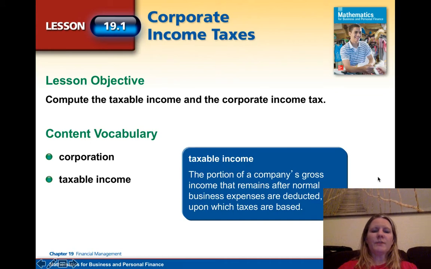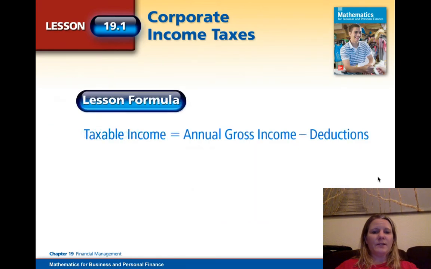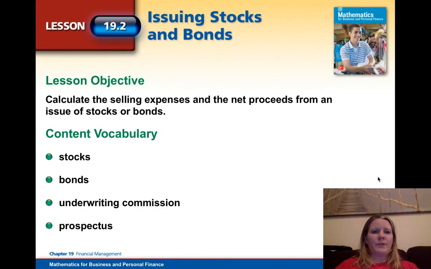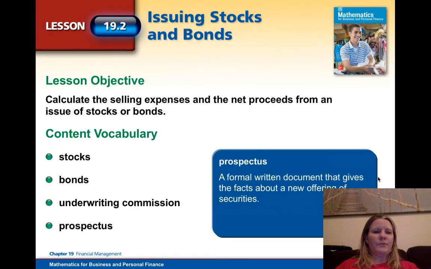Taxable income is a portion of a company's gross income that remains after normal business expenses are deducted. So this is something you have to think about when you're doing your taxes, because as you look at the formula again, your taxable income is minus your deductions. So that worked into the formula there. We're going to skip section 2 and move along to 3.